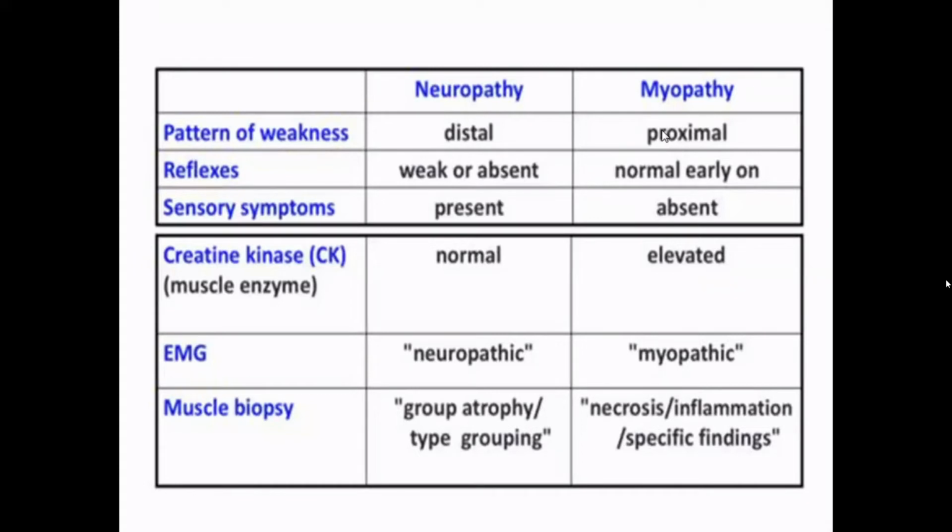So reflexes, what happens? Deep tendon reflexes in neuropathy are weak or absent, but in myopathy it is normal early on, and later, gradually, when the muscle stops working, deep tendon reflexes might not be visible. Sensory symptoms are present in neuropathy.